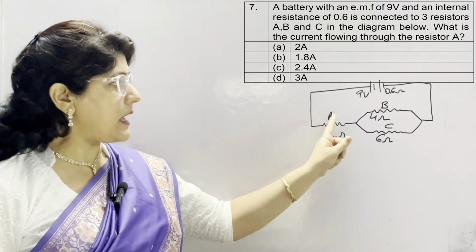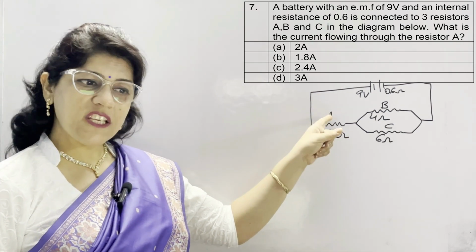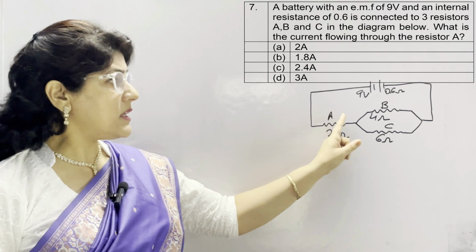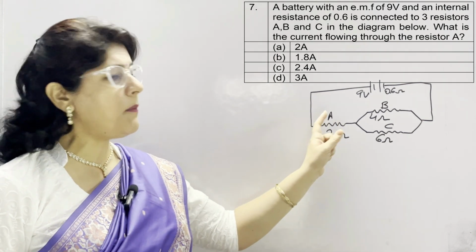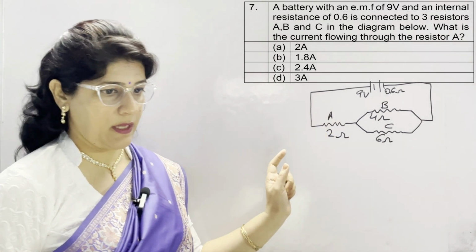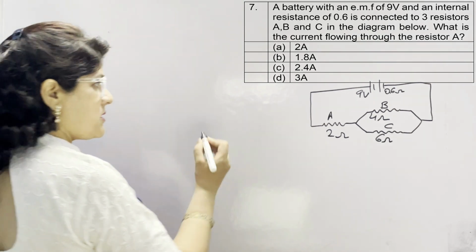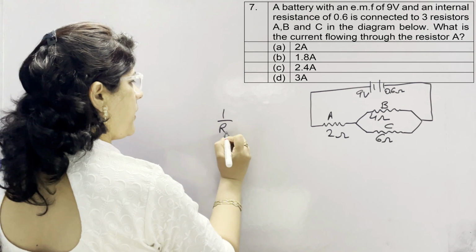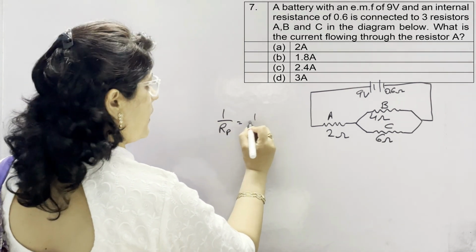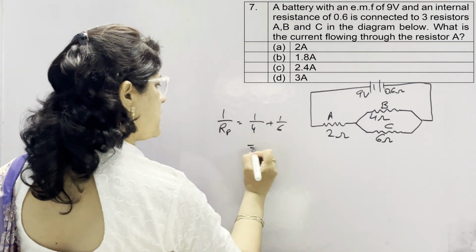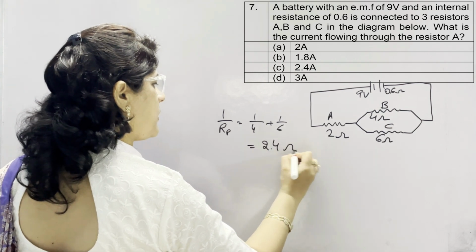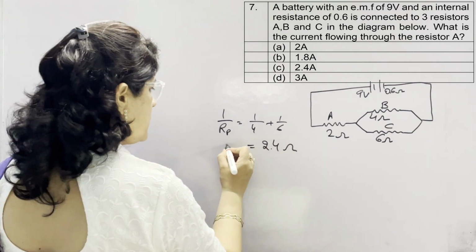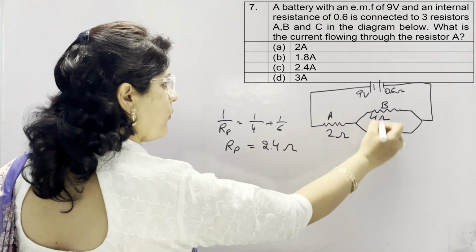Here resistor A is connected in series. When the resistor is in series, the current remains the same, so we can calculate the current easily. Why? First we need to find the total resistance. For the parallel combination, 1 upon Rp is 1 upon 4 plus 1 upon 6. We have just calculated this value and it comes out to be 2.4 ohm. So the parallel combination is 2.4 ohm.